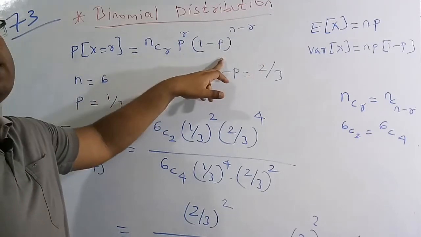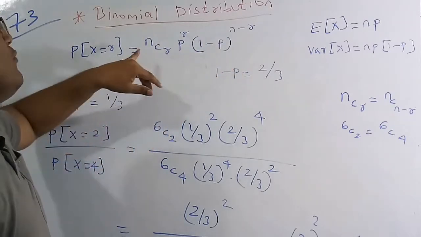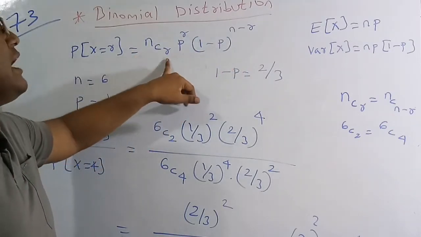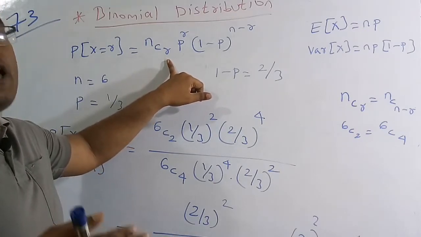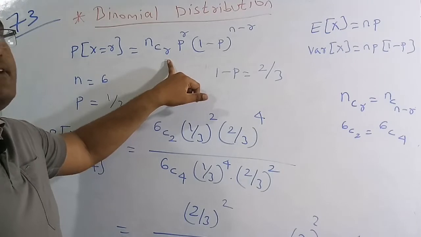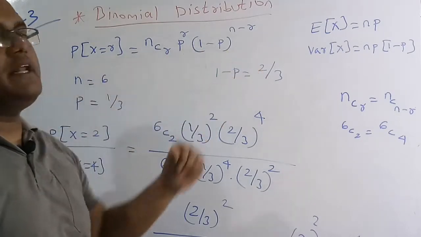So 1 minus p is called the failure of the event, which is occurring for n minus r number of times, where n is called the number of trials and r is the number of trials for which the success is going to happen for that event. So nCr into p to the power of r into 1 minus p to the power of n minus r.